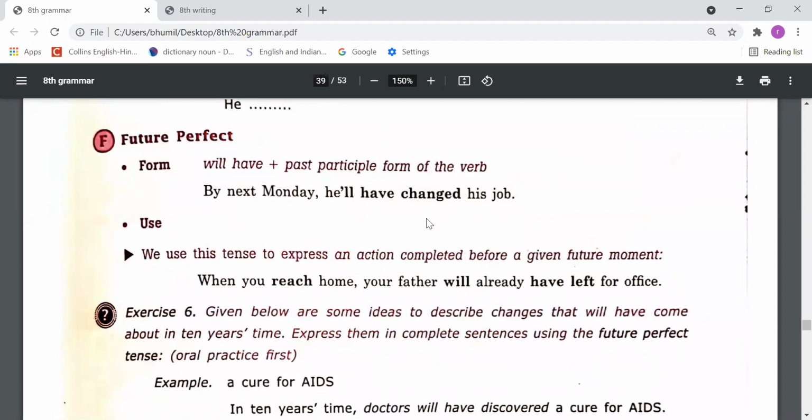Now let's come to the future perfect tense. Formation: will have, then the past participle form of the verb, meaning third form. By next Monday, he'll have changed his job. We use this tense to express an action completed before a given future moment. When any action will be completed in the future, for that sense we need to use future perfect tense. Right? When you reach home, your father will already have left for office. This means the action will be completed by that moment in the future. So for that sense, we should use future perfect tense.